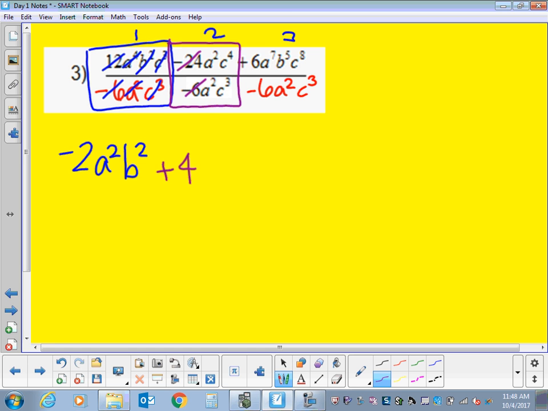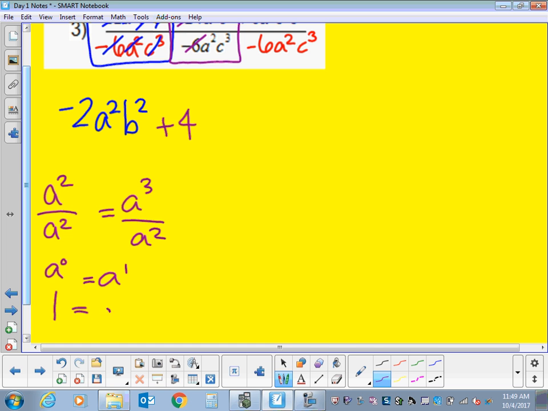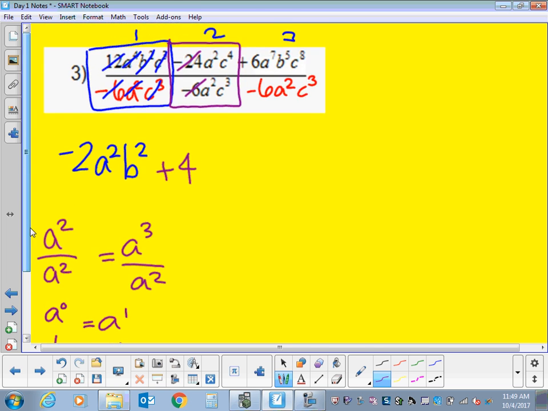Be careful because you're thinking that a squared is the same thing as... so if we divide this, what do we get? Well, if we subtract the exponents, 2 minus 2, you get 0. Here you get a to the 1st, right? Anything to the power of 0 is really 1. Those are not the same things. Okay? So whenever you see something that's the same exact thing, just cross it out. Just cancel it out. So my a's are gone.